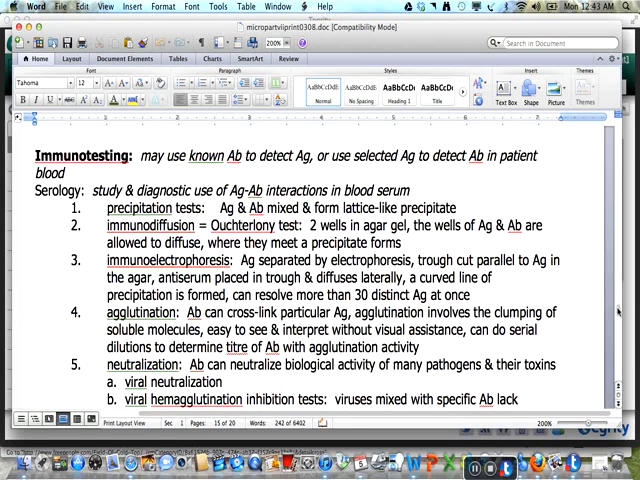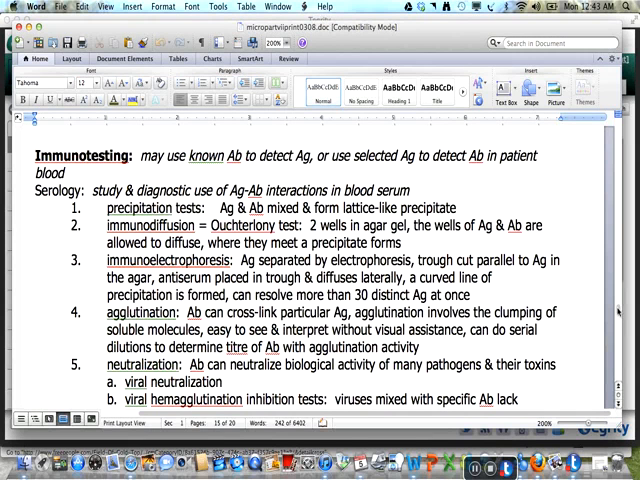Immunotesting uses a known antibody to detect an antigen, or uses a select antigen to detect the presence of an antibody in a patient's blood. Serology is the study and diagnostic use of antigen-antibody interactions in the blood serum. Precipitation tests use antigen-antibody mixed together. When they are complementary, they form a lattice-like precipitate.